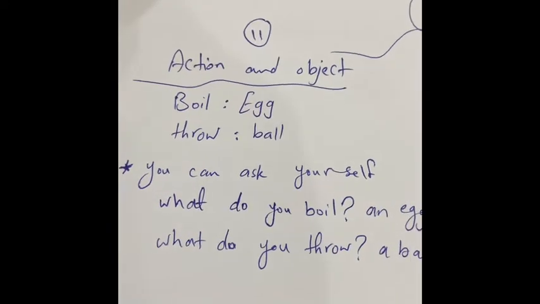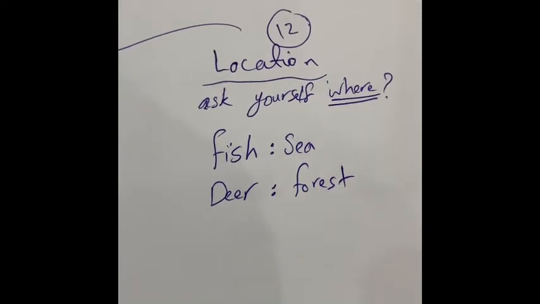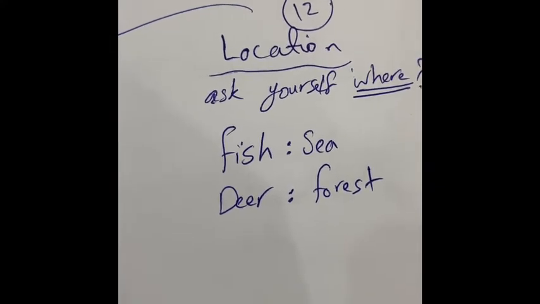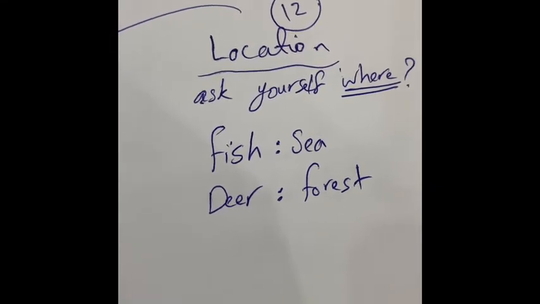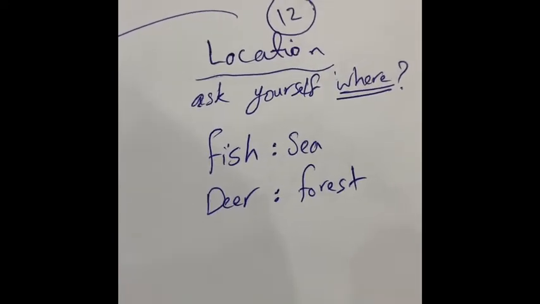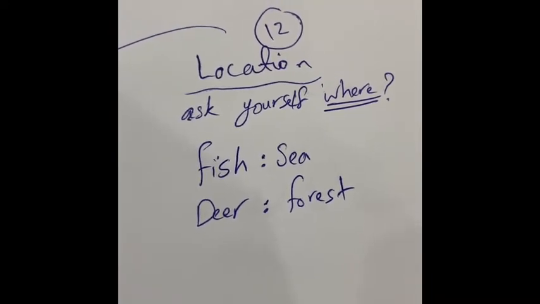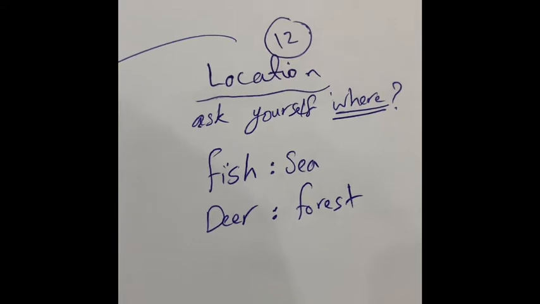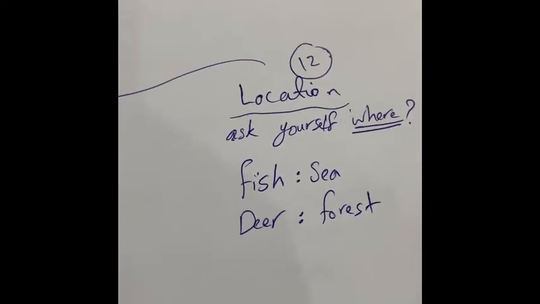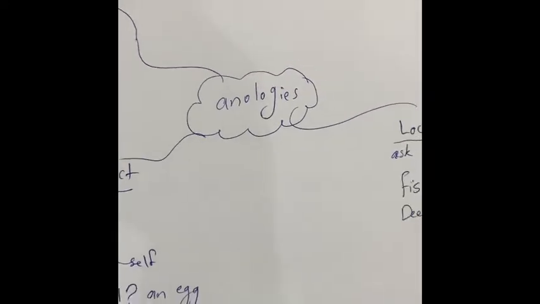The last kind is number 12, location. This is very easy. Ask yourself, where can you find the fish? In the sea. Okay, where can you find deer? You can find the deer in the forest. So the place, we call it location. This is about the analogies and all the kinds of analogy.